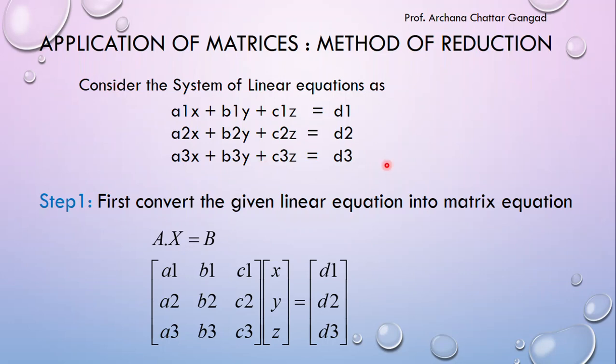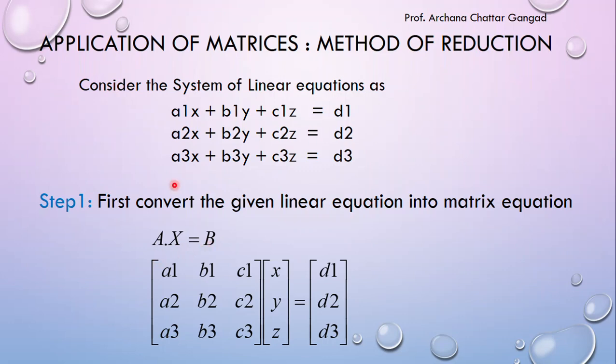The first step to solve this is to convert the given system into the matrix equation. Now what is exactly the matrix equation? In the previous video also, when we solved by the inversion method, we first converted the given system into the matrix equation. Same step here. The matrix equation is AX equal to B. Now what are A, X and B? We know A is a coefficient matrix, X is a variable matrix and B is a constant matrix.